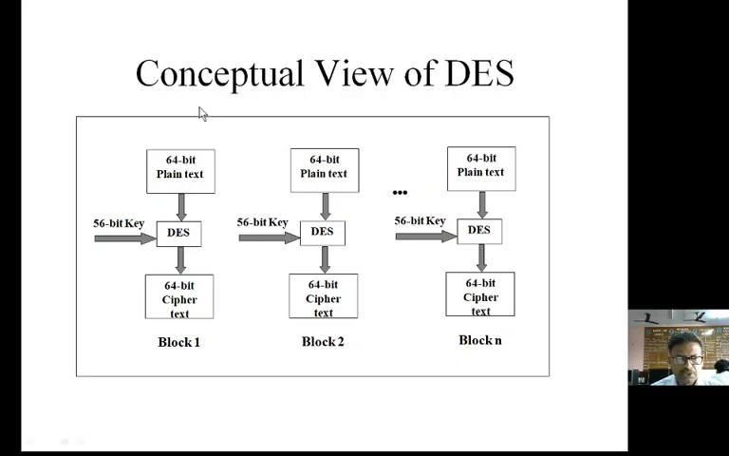Of course, here you will see that we have written that it is a 56-bit key. In the very beginning we consider a 64-bit key, which is later compressed into a 56-bit key. So this 64-bit plain text is processed with the DES algorithm with the 56-bit key to get the 64-bit ciphertext block 1. Similarly, all the plain text blocks are encrypted using the DES algorithm with the 56-bit key, and we get the different ciphertext blocks.